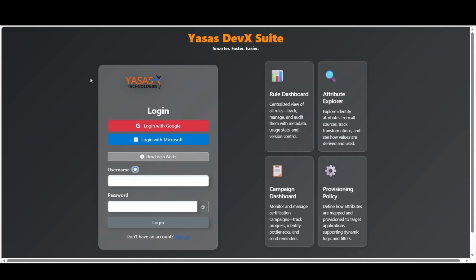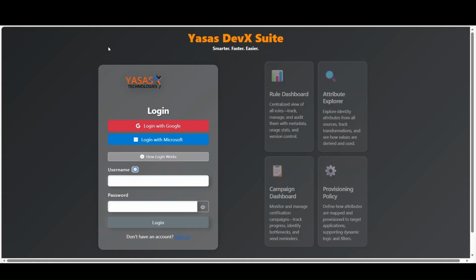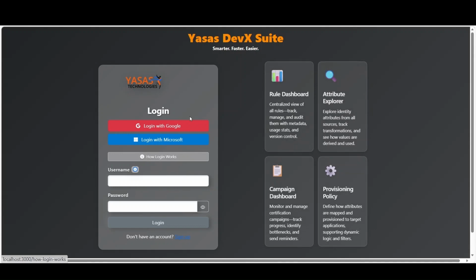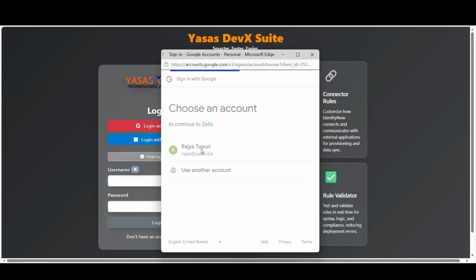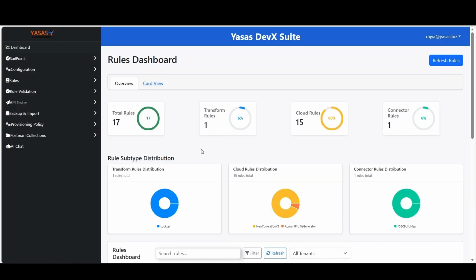So here I am in the homepage of Yasas DevX Suite. This offers multiple types of authentication. You can authenticate using Google, Microsoft, or a local account can be created to log in. I'm going to use my Google login. As soon as we log in, we land in the rules dashboard page.